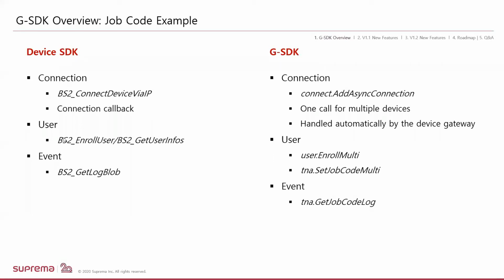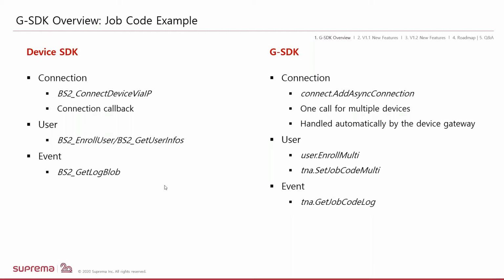After that, you have to enroll users for the time and attendance application. With the device SDK, you have to use two APIs. First, you enroll users with the VS enroll user function. After that, if we want to set new job codes for users, in fact, you have to use the same API because the device SDK does not provide any partial update.